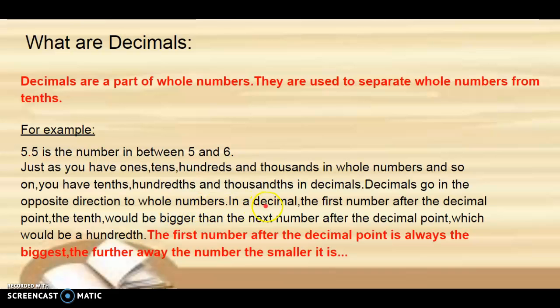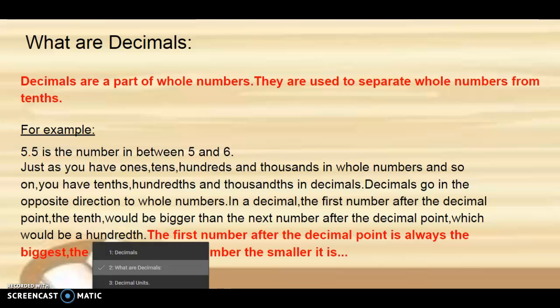In a decimal, the first number after the decimal point is the tenths. Remember, it's tenths. We don't have units in decimals. Tenths are bigger than the next number after the decimal point, which is the hundredths. The first number after the decimal point is always the biggest. The further away the number, the smaller it is. I will explain that in an example.